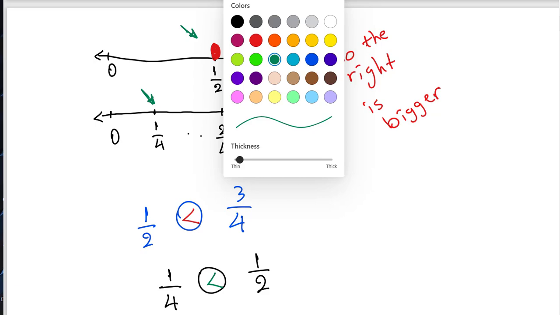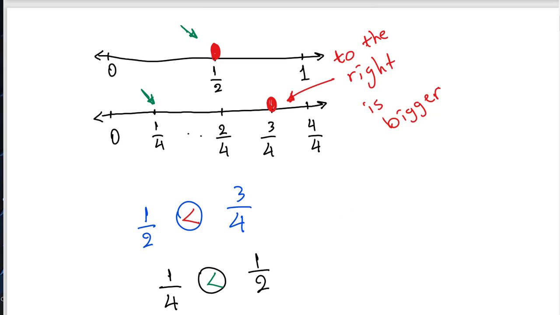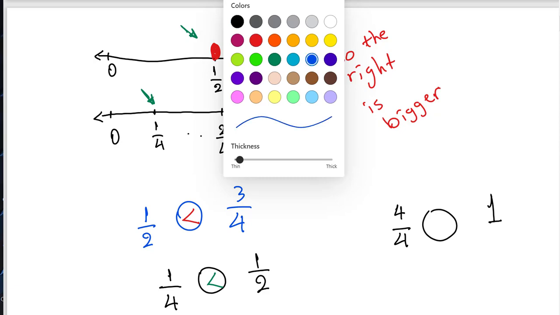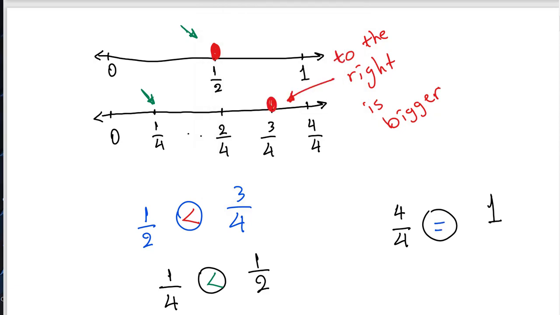Okay, one more question. Which one is greater, my heroes? 4/4 or the whole one? Yes, this is equal. As you can see on the number line here, they have the same location. Excellent. Thank you, my heroes. Okay, so this is the number line. We can use it.